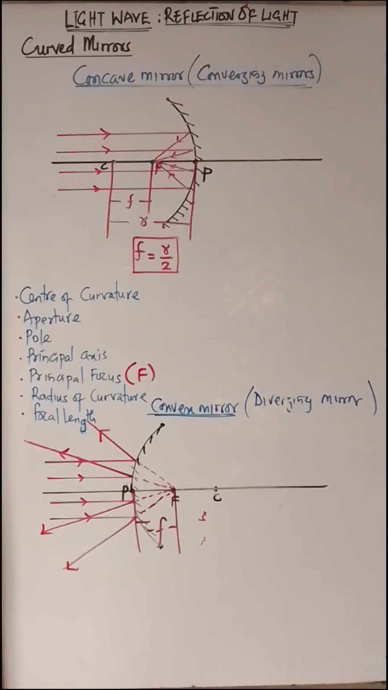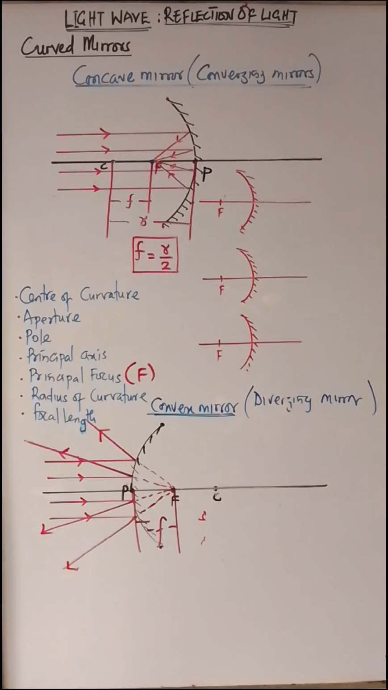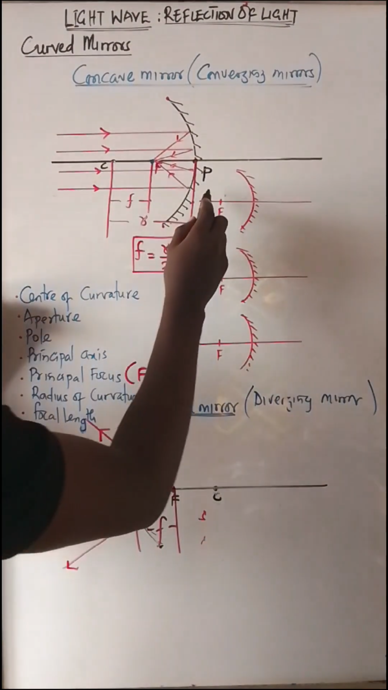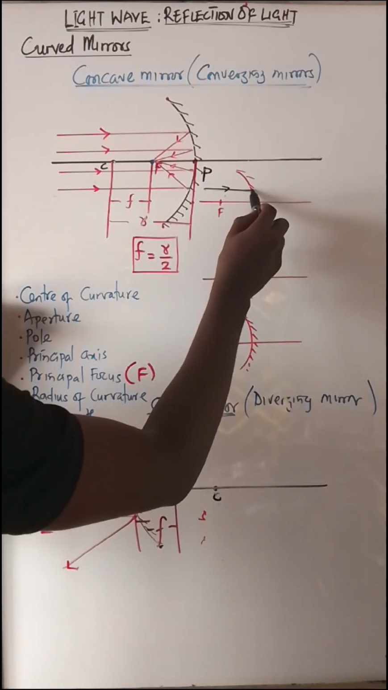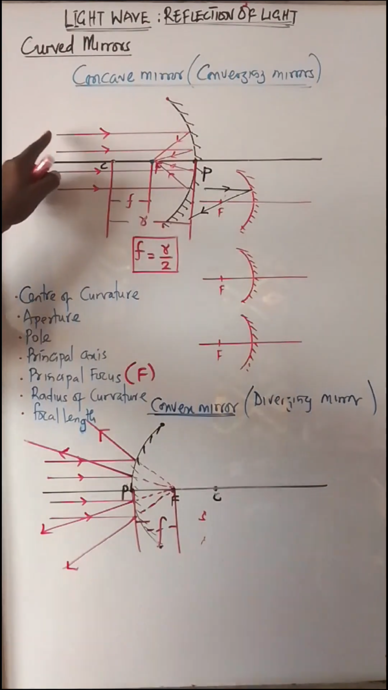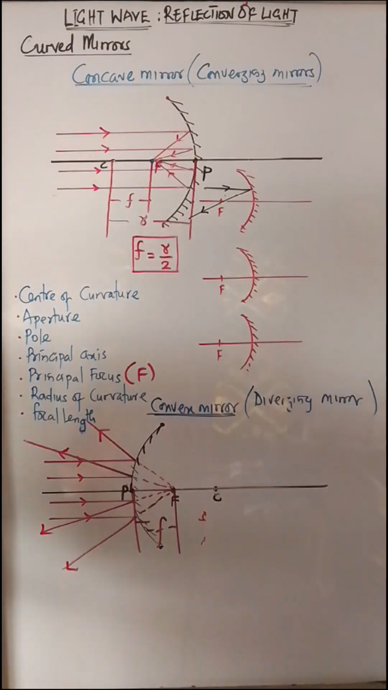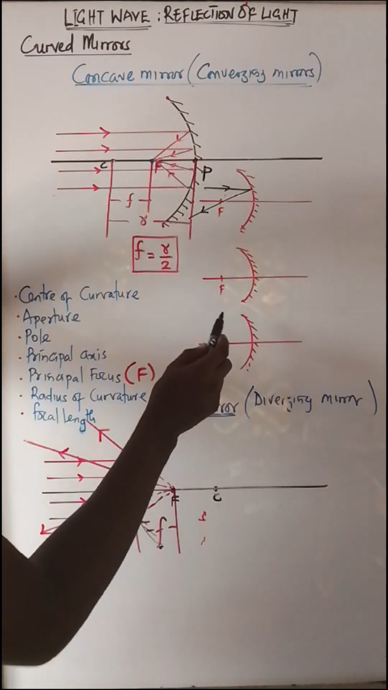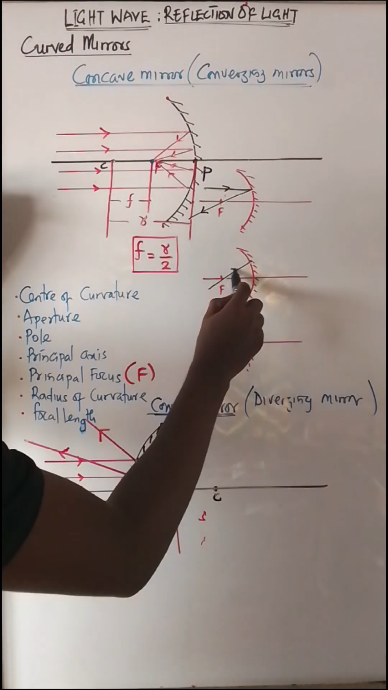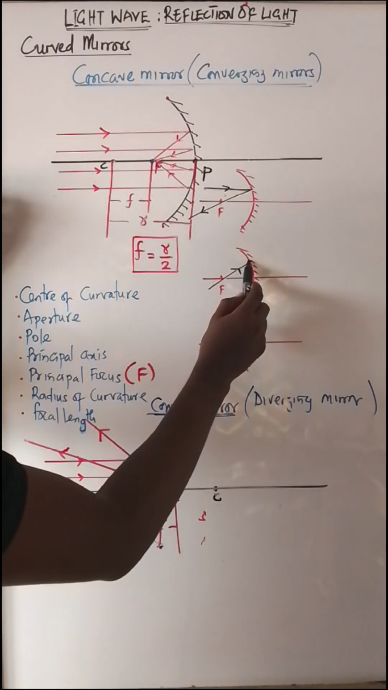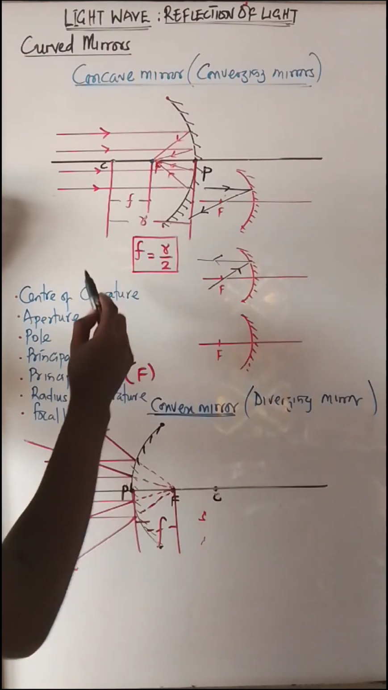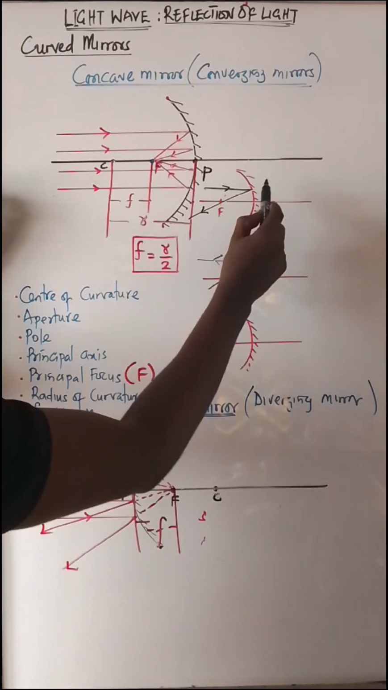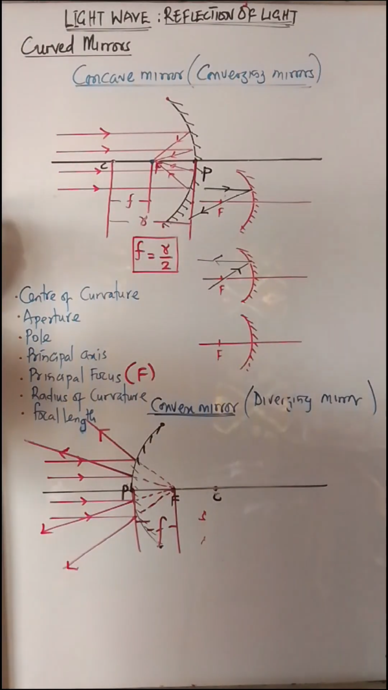But before that, note the following about curved mirrors. Please note this, the corollary. First, if we have any ray parallel to the principal axis, after reflection it must pass through the principal focus, like this. Secondly, any ray that passes through the principal focus, after reflection, must be parallel to the principal axis. If it passes through F, it will reflect parallel. If it enters parallel to the principal axis, it will pass through F.